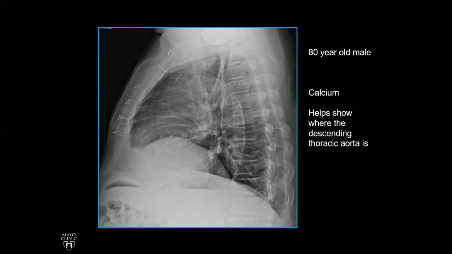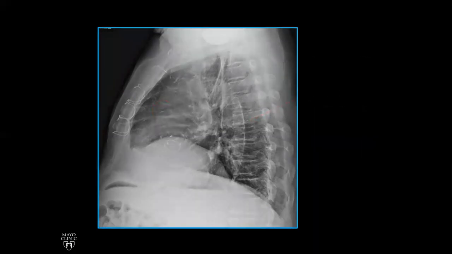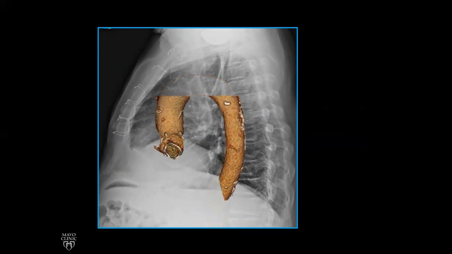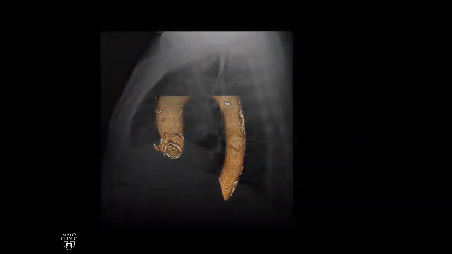And we can see calcium. It helps show where the descending thoracic aorta is here. And then that's where the aorta is in this patient. And then we can overlay what we have of the aorta from the CT scan. You can see the beating heart where we see these calcified coronary arteries. We can see the prosthetic valve. And we can rotate around to the front.